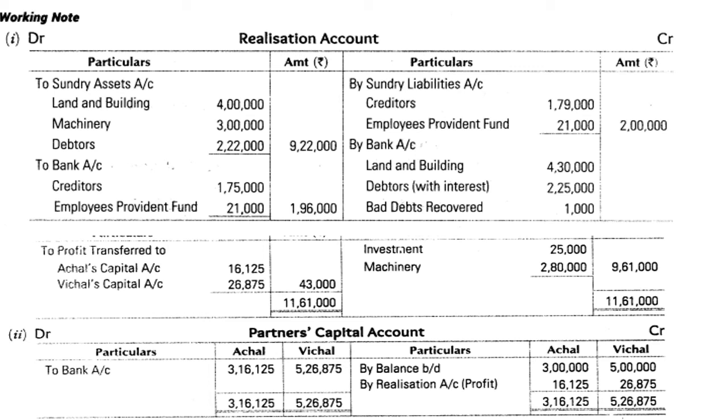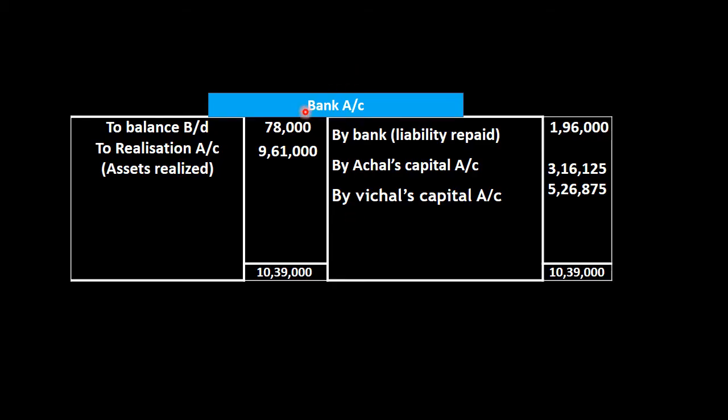That's why it is closing with the name of bank, and the amount which is payable to Achal is of rupees 3,16,125 and Vichal 5,26,875. Now after knowing the amount which you have to make repay to the partner, let's start preparation of bank account. In bank account, first we will write to balance B/D if any from the balance sheet. After that we will start writing the realized value of asset, which according to question is of rupees 9,61,000.